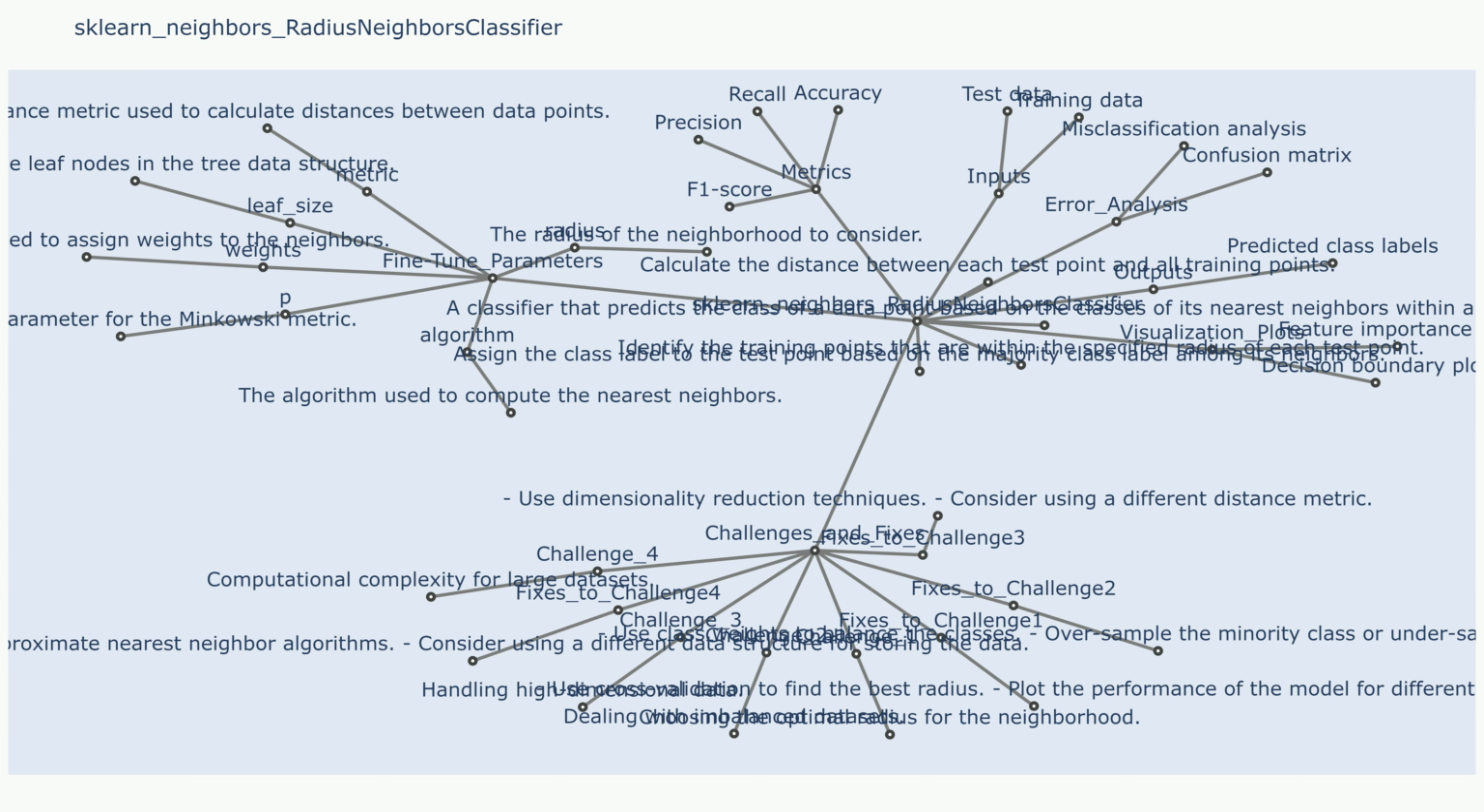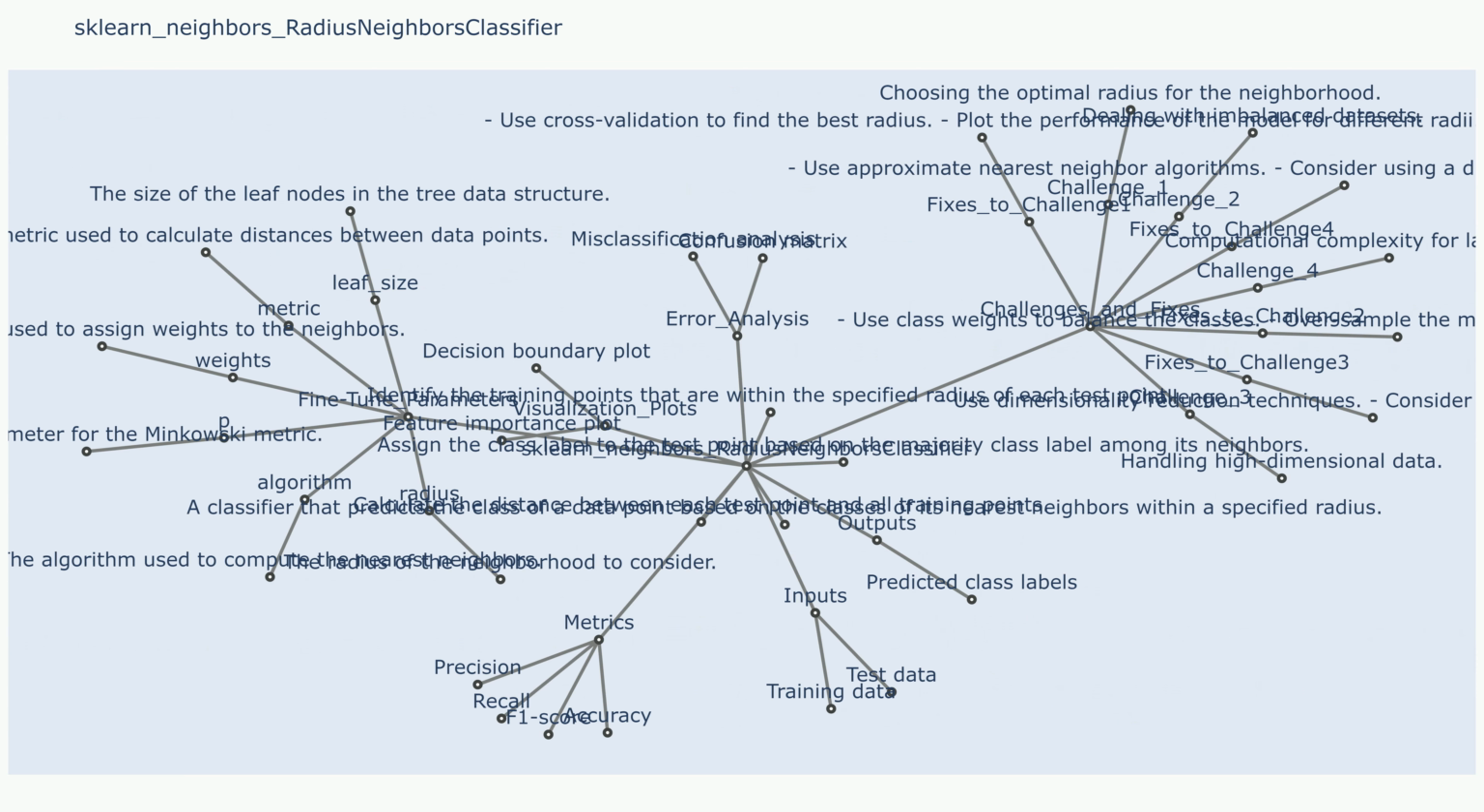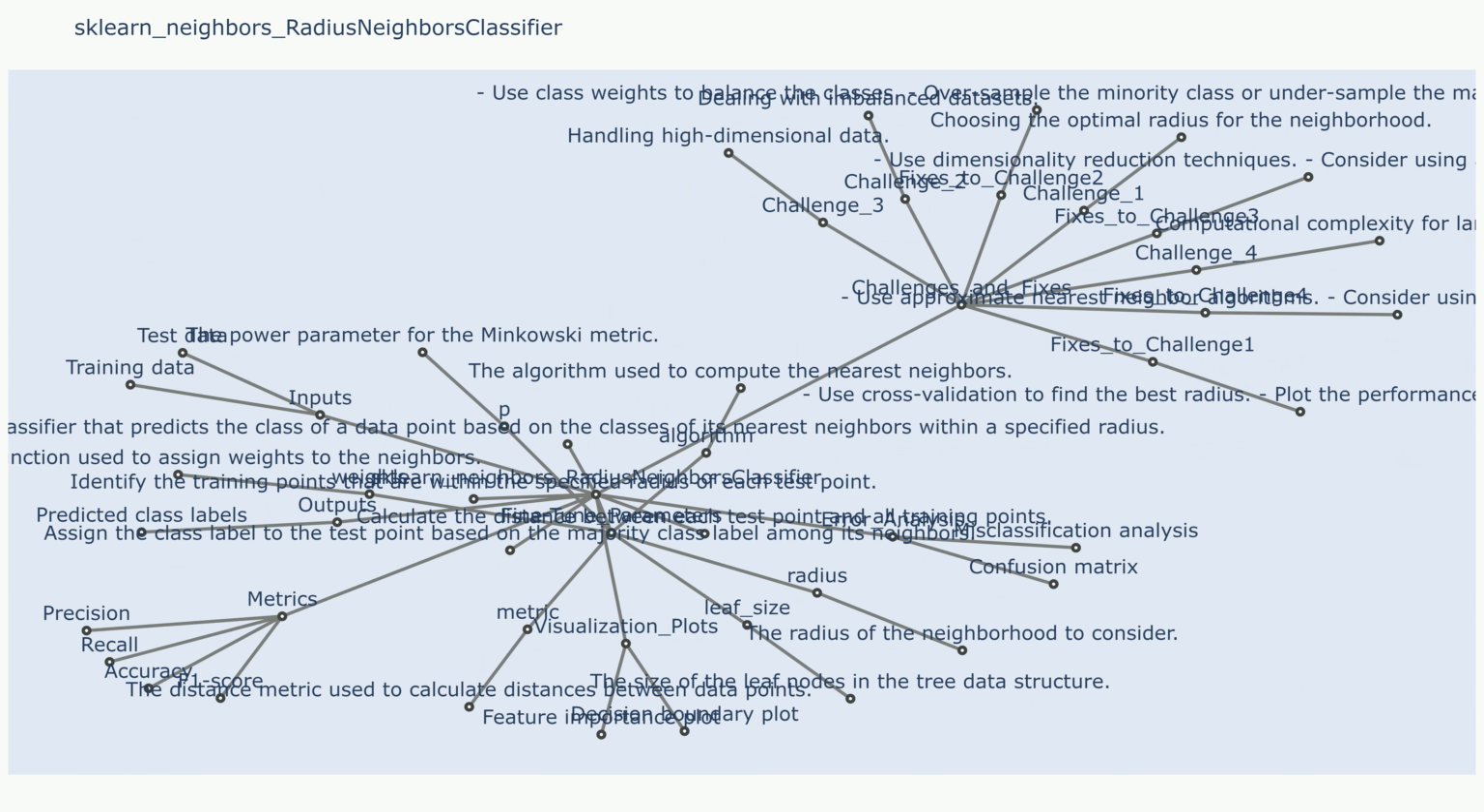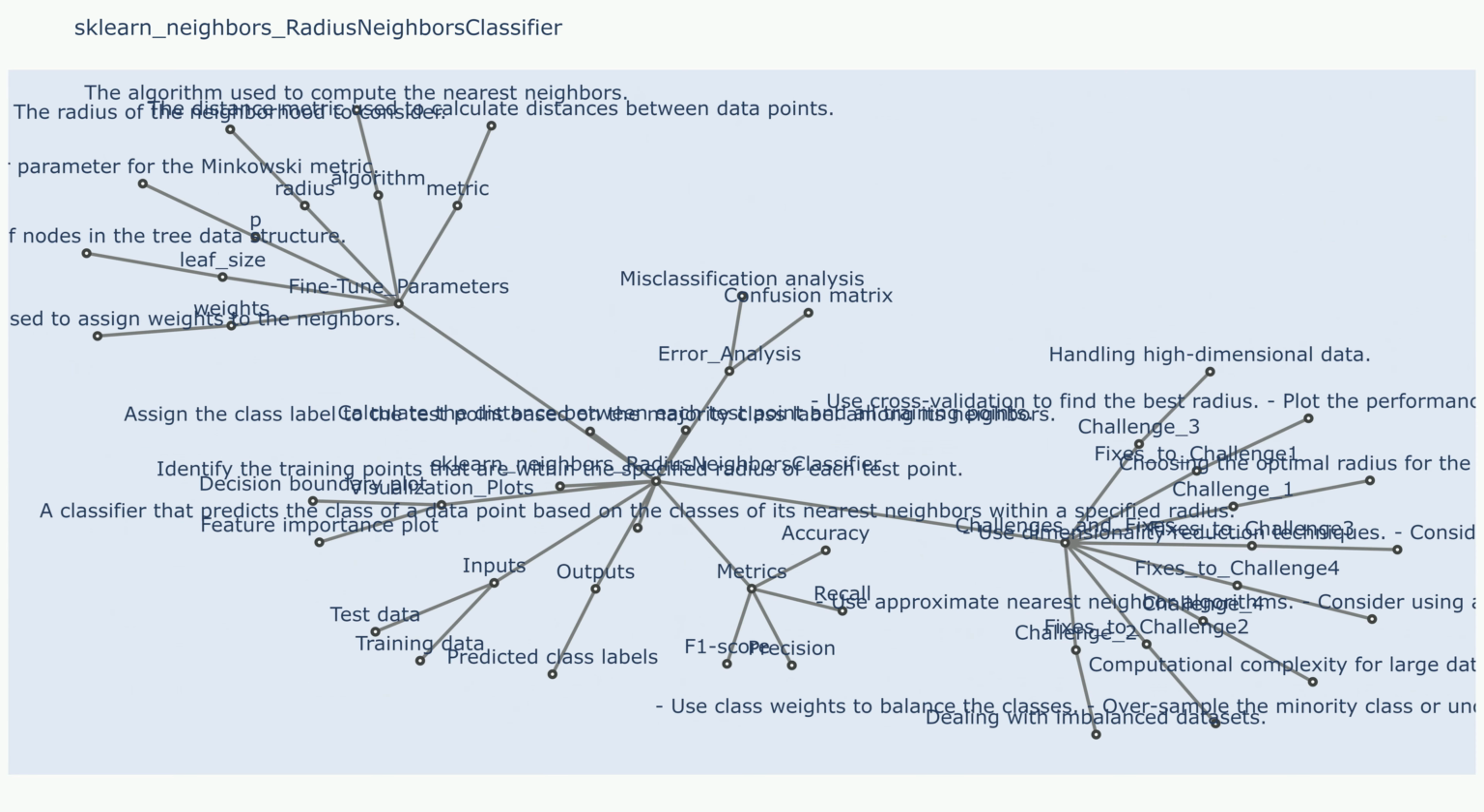Challenges and fixes. Challenge 1. Choosing the optimal radius. A radius that is too small may result in few neighbors, leading to inaccurate predictions. A radius that is too large may include irrelevant neighbors, also leading to inaccurate predictions. Sample use case that resulted in challenge 1. A model with a small radius failed to predict the class correctly for a new data point that was located close to the decision boundary.